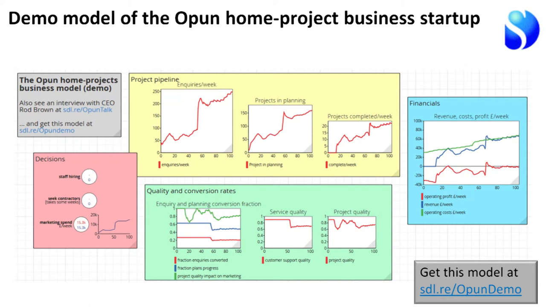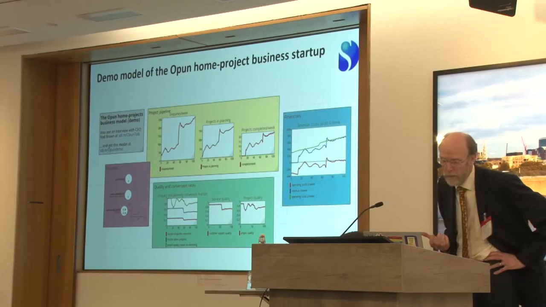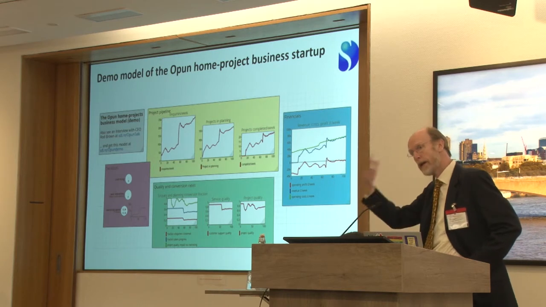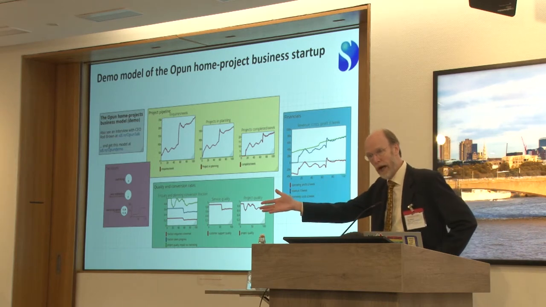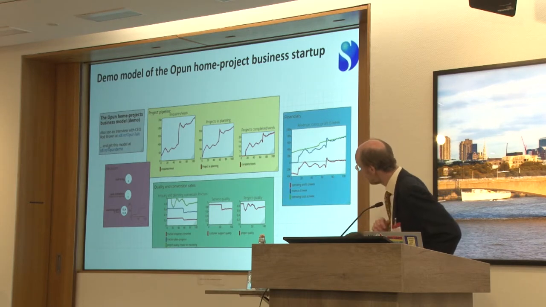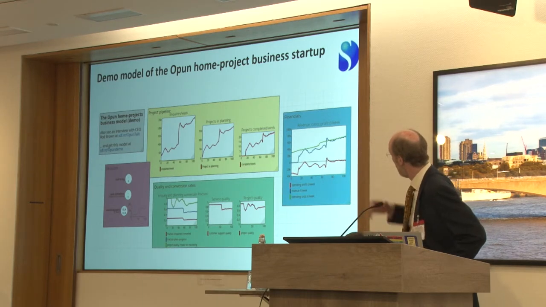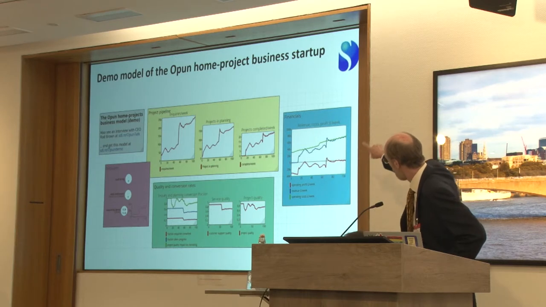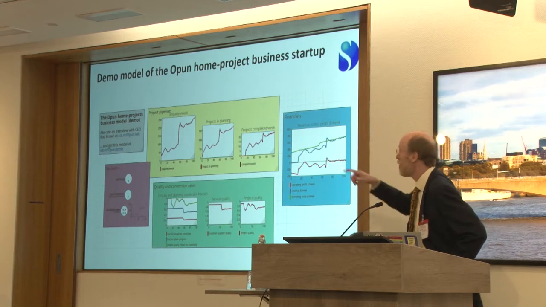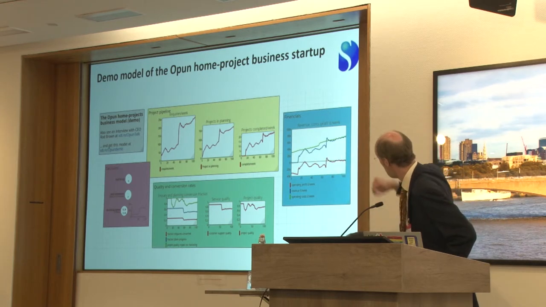You have information on service quality and project quality. The chart on the left in the green area is telling you about the conversion rates, so how many inquiries turn into actual projects in planning, and how many of those turn into actual sales. And on the right, we've got the financials. So the green line is the operating cost, the blue line is the revenue from week to week, and the red line is the operating profit.